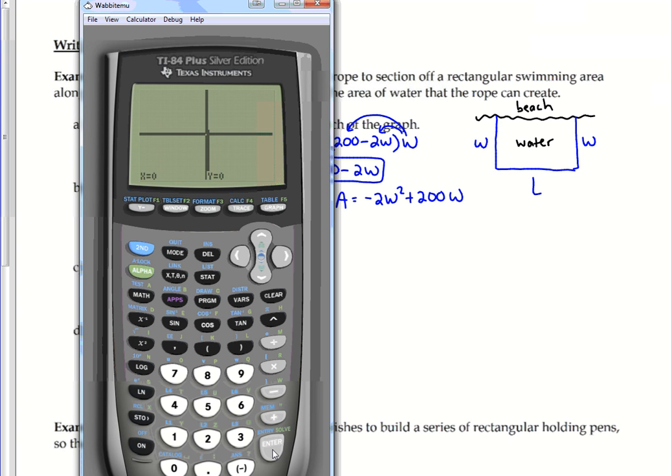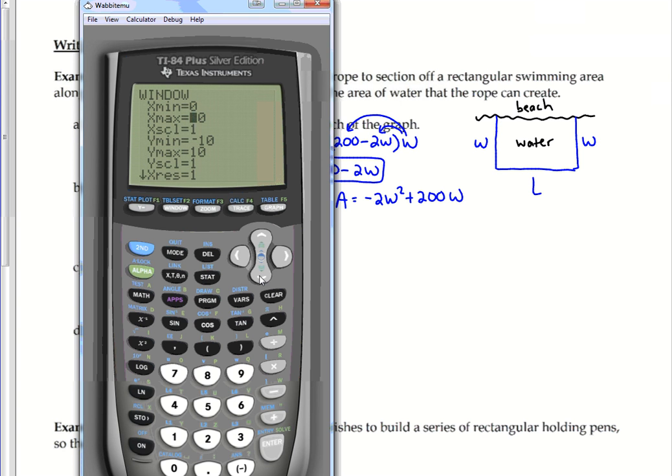We're going to do it ourselves. Okay, what windows? Okay, let's go back. Zoom 6. The zoom feature did not work well for us. We're going to change our windows. We know for this, can you have negative length and width? No. So we can change those to zeros.